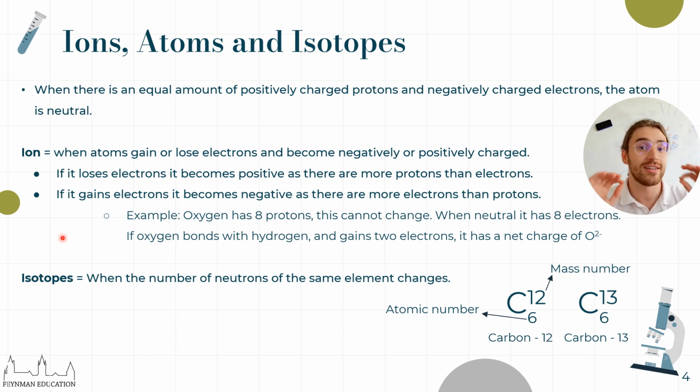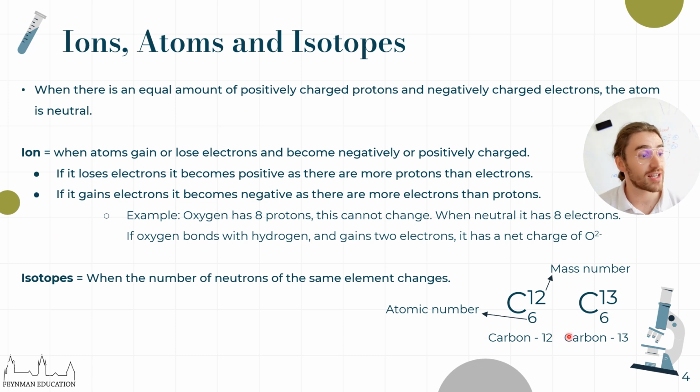If your neutrons change, we get what's called an isotope. So if you remember, our neutrons and our protons together are going to give us our mass number. So neutrons plus protons give us our mass number. The number of protons cannot change, but the number of neutrons can. So the number of neutrons is going to affect the mass number.